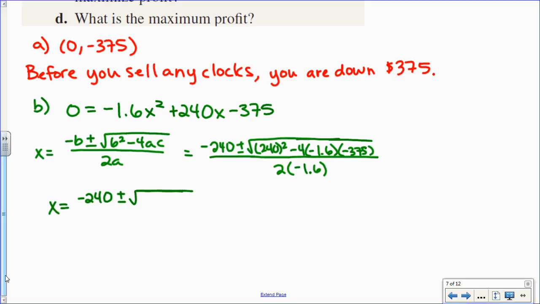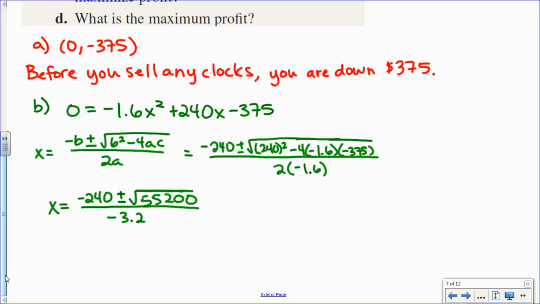Because if it's negative, then you'll know there's no x-intercepts because we don't graph imaginary numbers. Was it 55,200? Is that what it was? Yes, 55. Okay. And then 2 times negative 1.6 is negative 3.2.